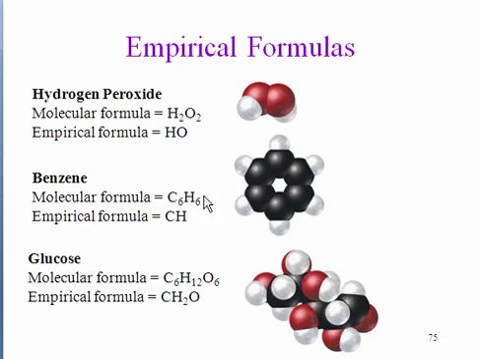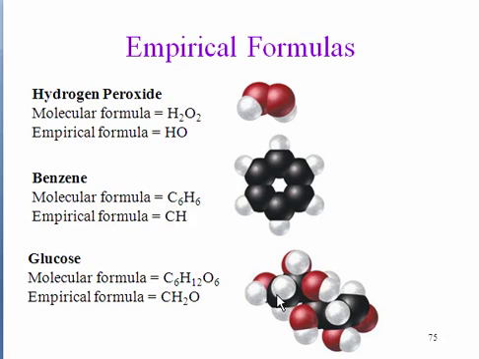Let's look at benzene. The molecular formula is C6H6. In a benzene molecule, there are 6 carbon atoms and 6 hydrogen atoms. There's a common factor here of 6, and when we divide that out, our empirical formula is CH.